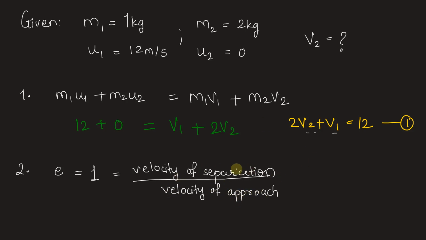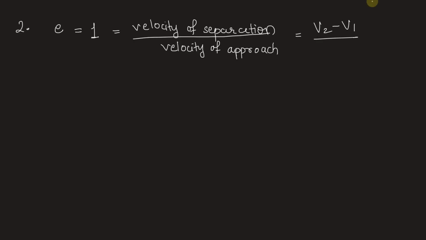So relative velocity after the collision is v2 minus v1. Now velocity of approach will be calculated with respect to the moving mass. So it is u1 minus u2. This is equal to 1. It is already given equal to 1. So we can write v2 minus v1 is equal to u1 minus u2. Putting the values, we have v2 minus v1 is equal to u1 is 12, u2 is 0. So this is our second equation.